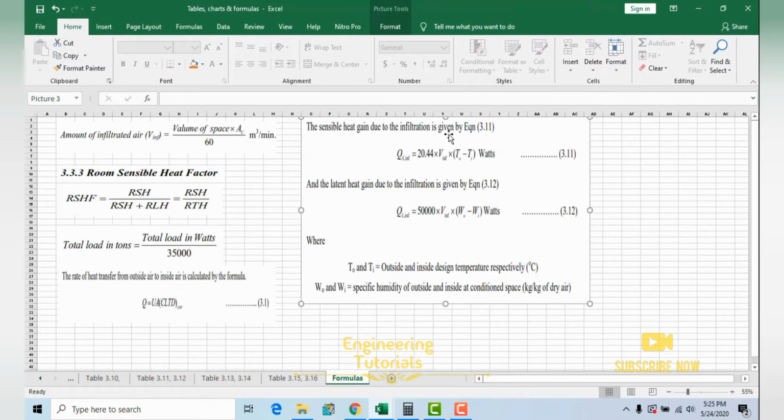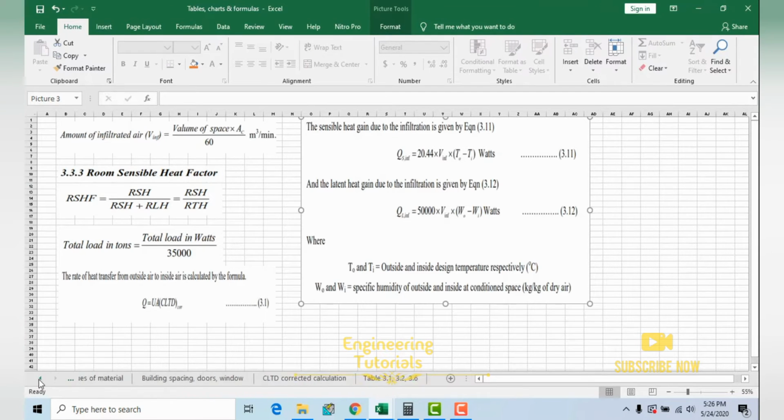And sensible heat gain due to infiltration is calculated by this formula, and the infiltration latent heat is calculated by this formula. These 20.44 and 50,000 are constant factors, and To and Ti are the outside and inside design temperatures, and Wo and Wi are the specific humidity of the outside and inside conditions, and V infiltration is calculated by this formula. So you need to use this value to calculate the infiltration load.